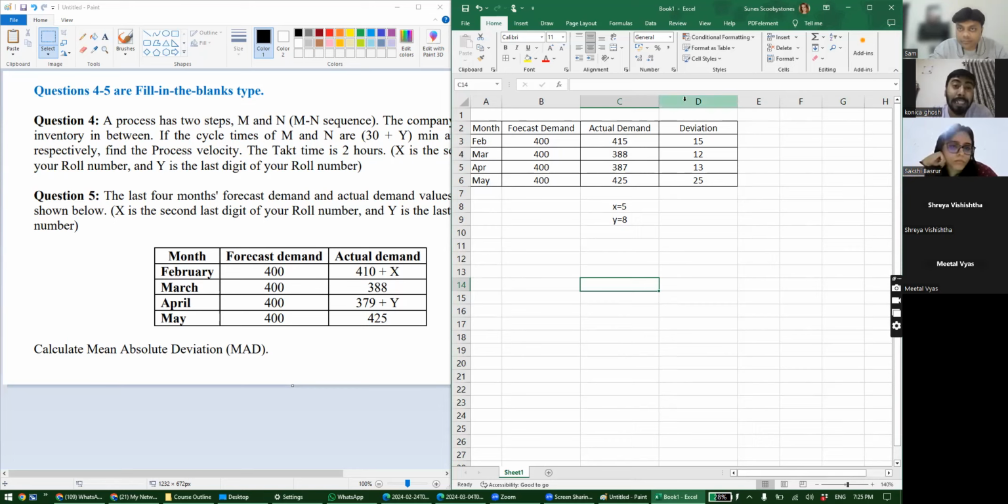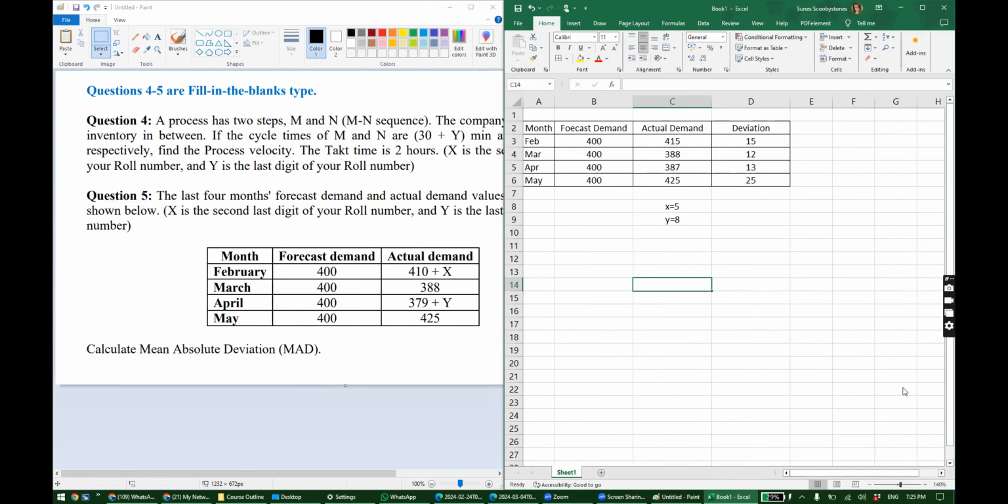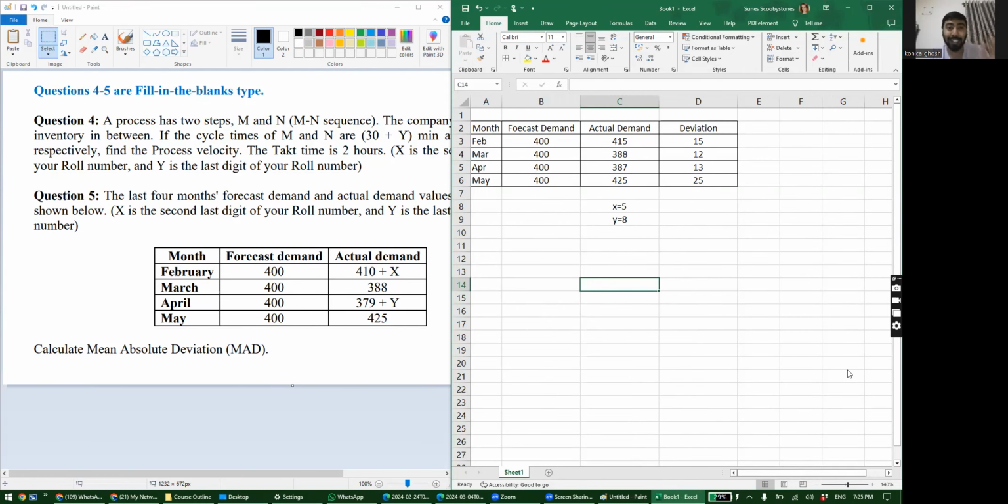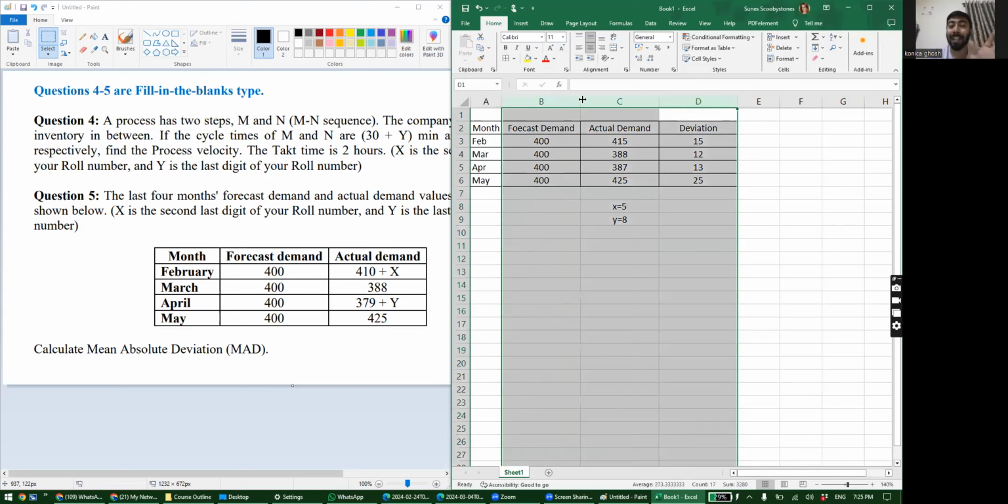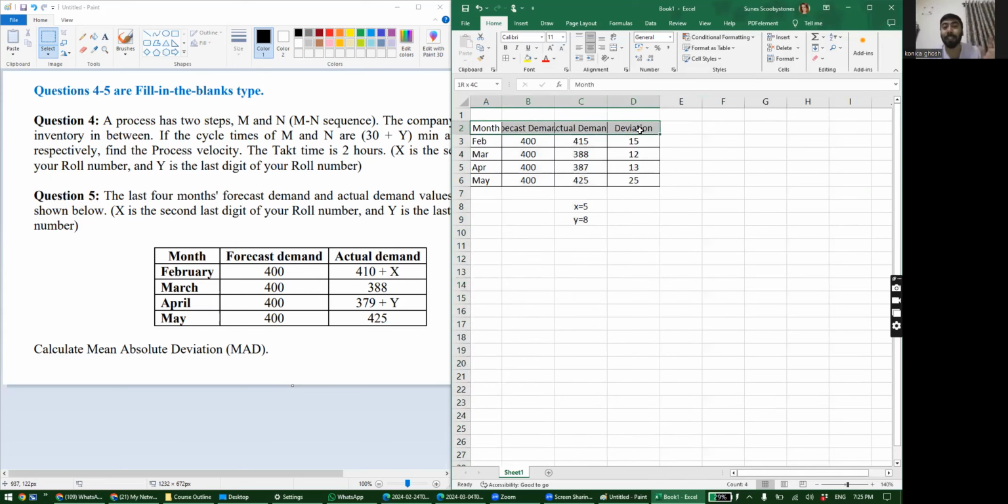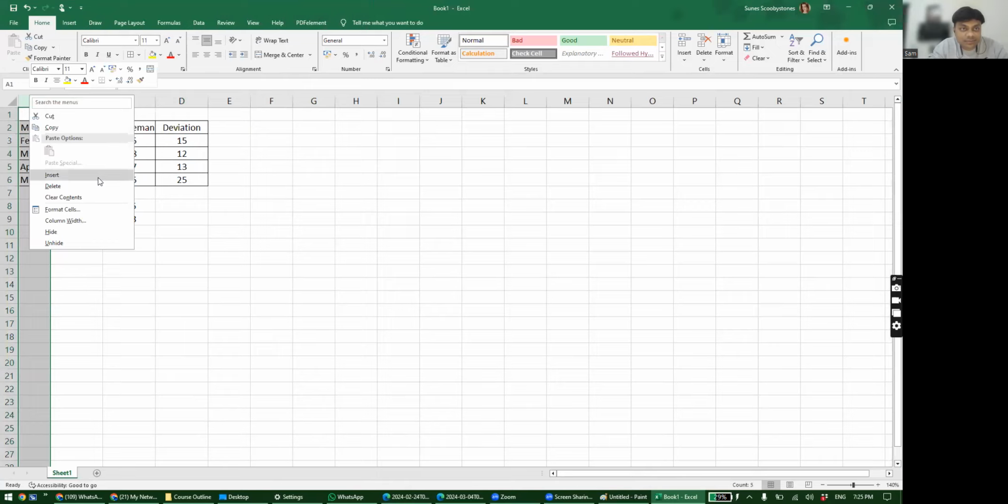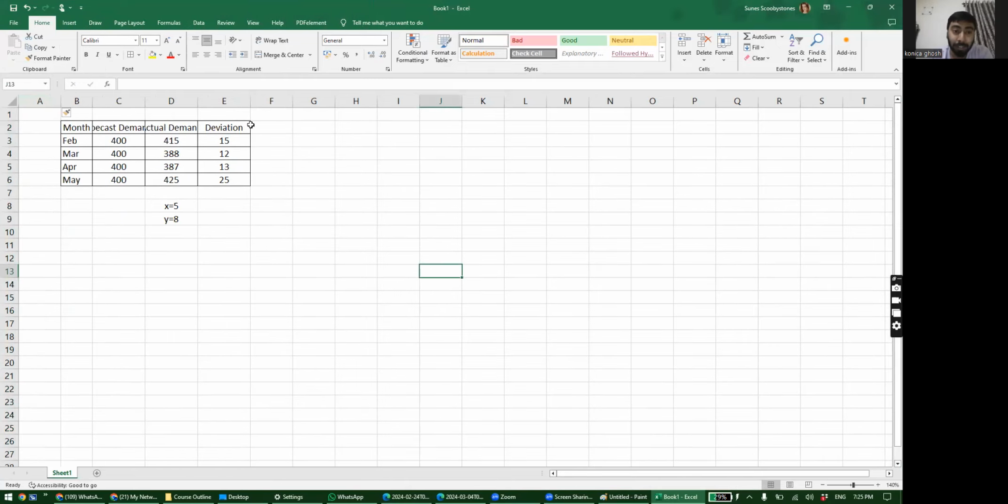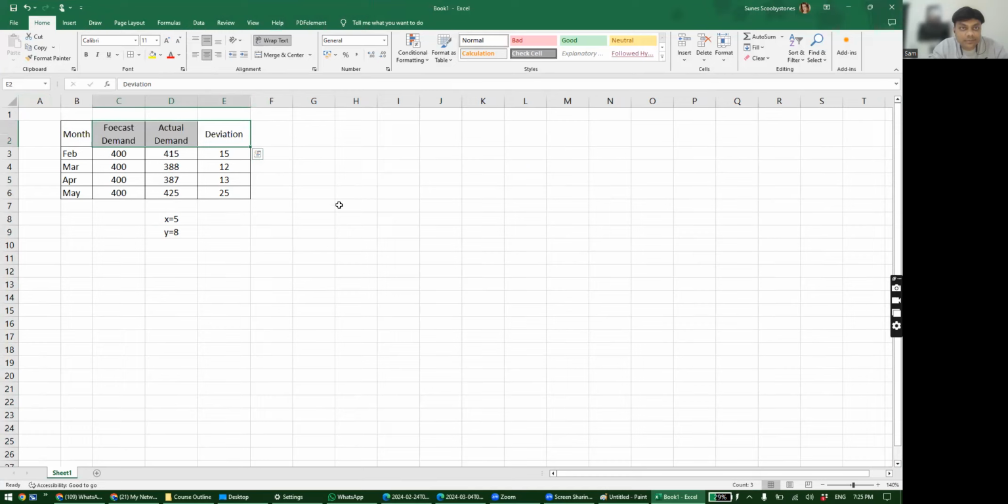But there is an additional thing that is required now. They're calling it mean absolute deviation. The word mean is nothing but the average. Mean, median, mode we had learned in statistics in our school days. Mean was the simplest one: add everything and divide it by the number of things that you have added. So in this deviation column, we'll simply add the deviations.